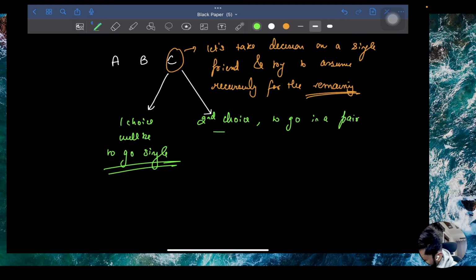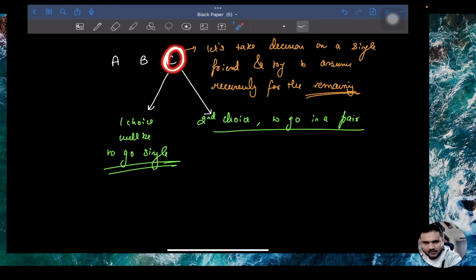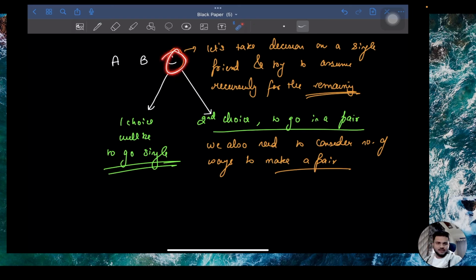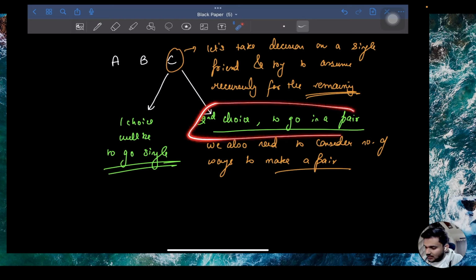Now just think about it. When I say you go in a pair, then the situation is not that simple, right? Because if C wants to go in a pair, then there are different choices to make a pair. C can make a pair with B or C can make a pair with A. Can I say that? So if C wants to go in a pair, C also needs to consider the number of ways to make a pair. If you are going single, then it's not a problem. But if you are going in a pair, then you also have to consider in how many ways you can make a pair. So let me talk about it one by one.